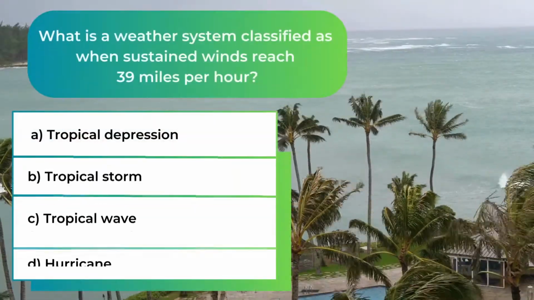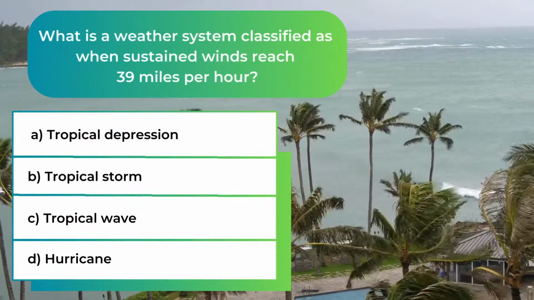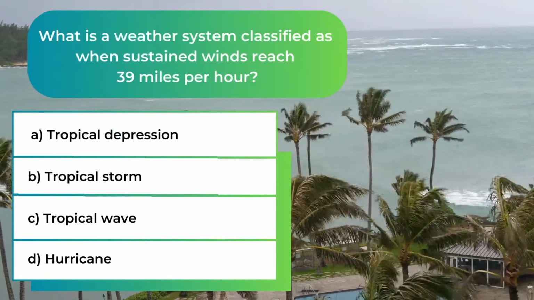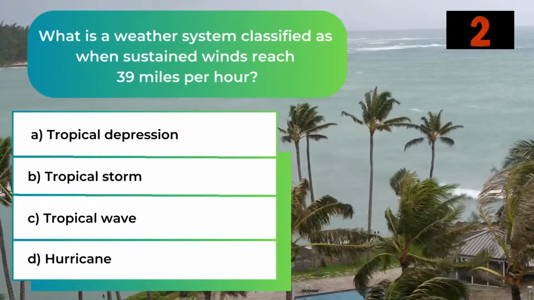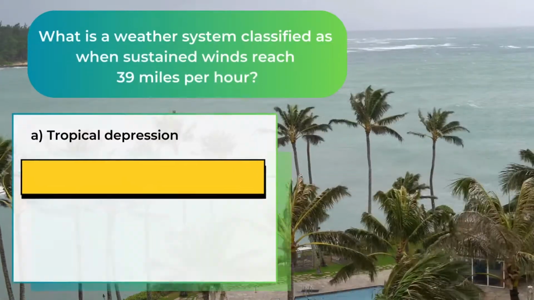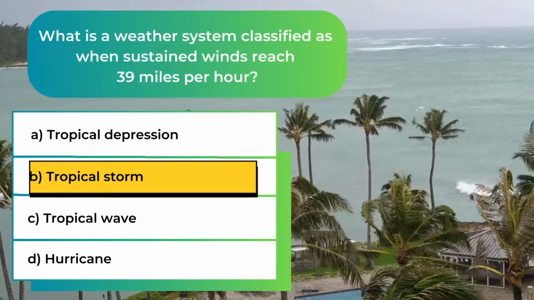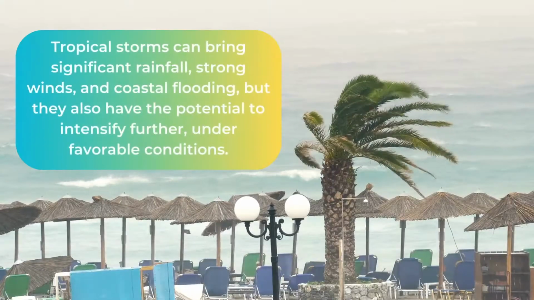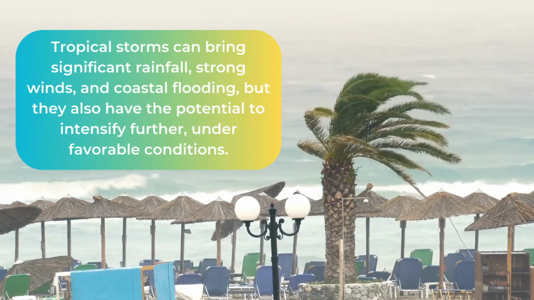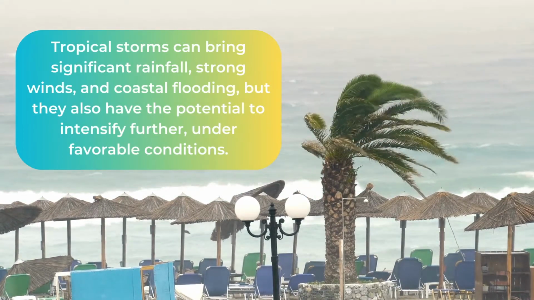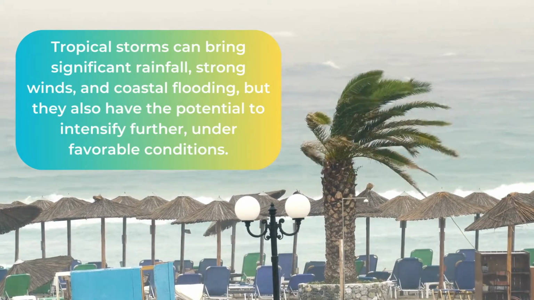What is a weather system classified as when sustained winds reach 39 miles per hour? The answer is B. Tropical storm. Tropical storms can bring significant rainfall, strong winds, and coastal flooding, but they also have the potential to intensify further under favorable conditions.